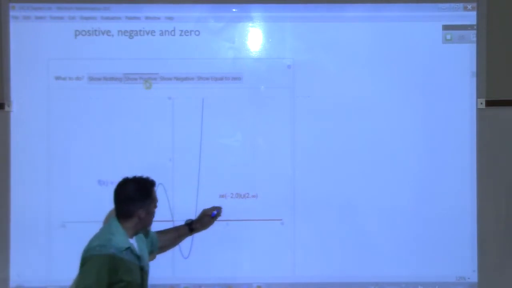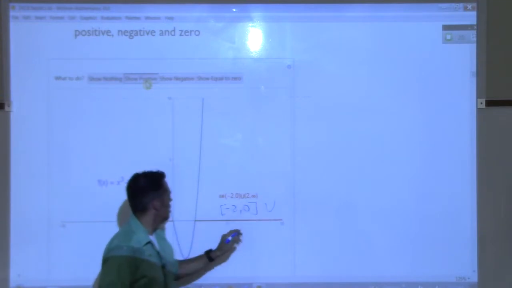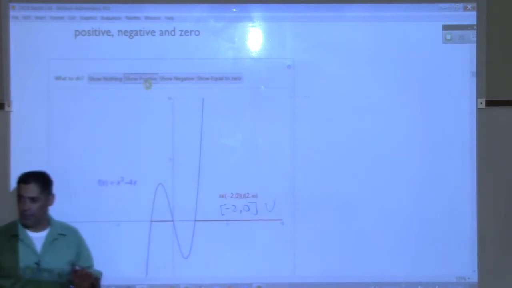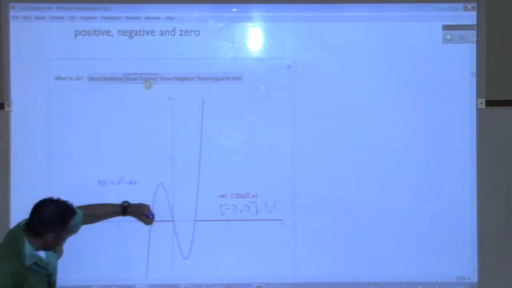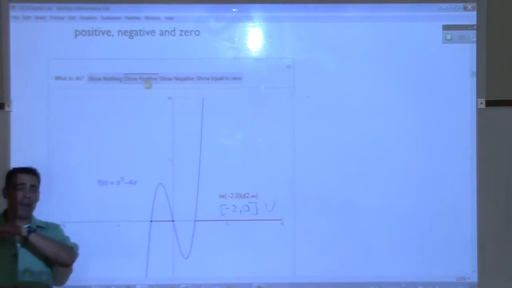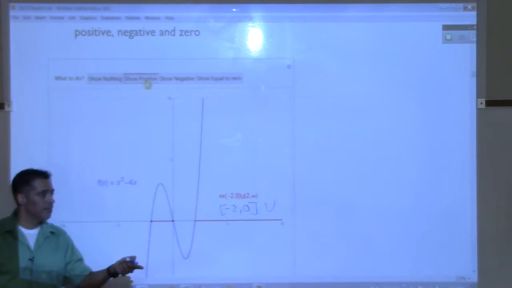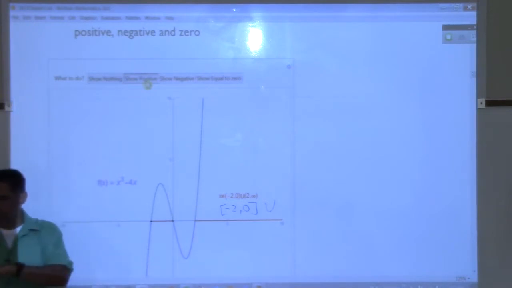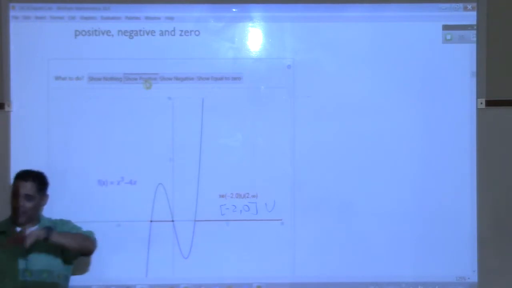So if I were to have written this, union, okay, this would mean include -2 and 0, right? Why am I not including those? That's right, because at those points, I'm on the x-axis, and when you're on the x-axis, your value is 0, and 0 is not positive. 0 is negative? No. 0 is neither, okay? 0 is not positive nor negative.